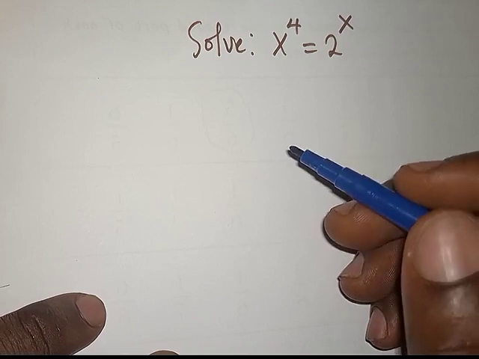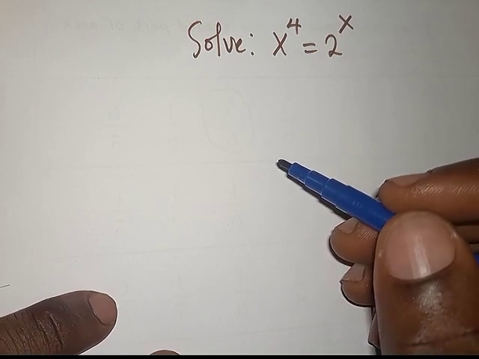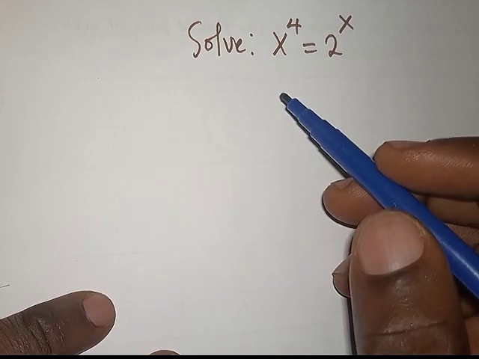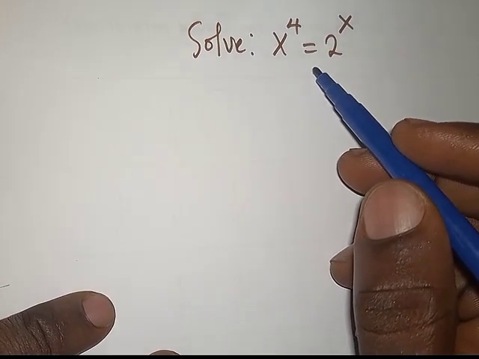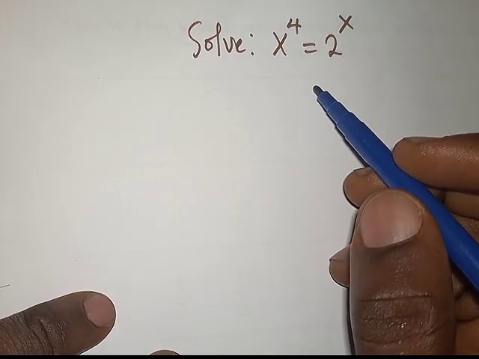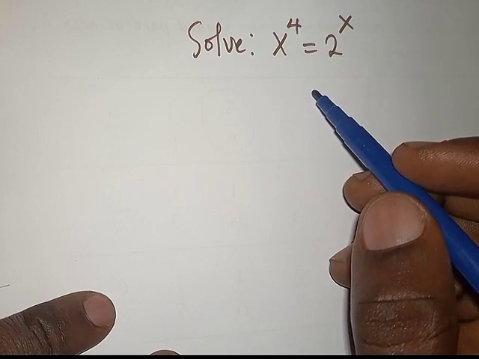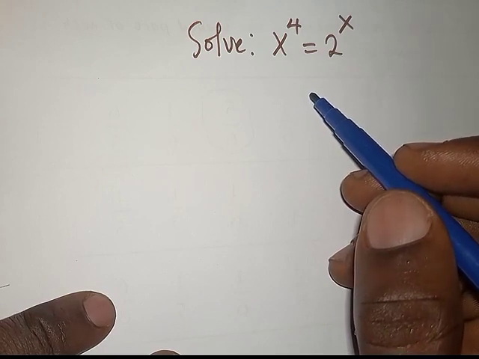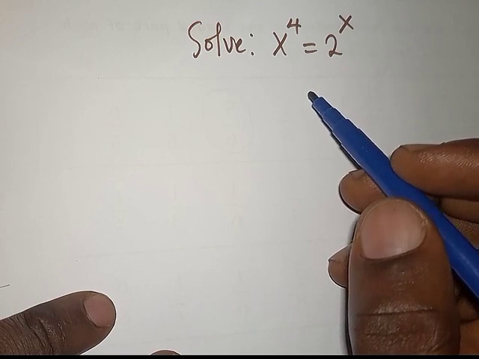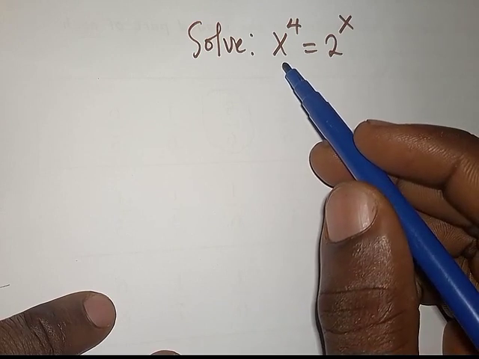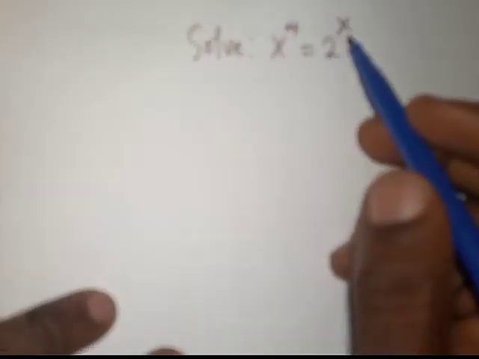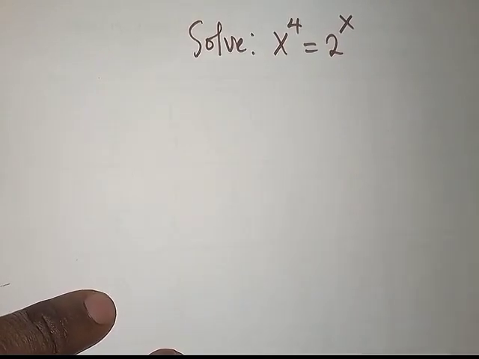So in this tutorial, we are going to be solving this exponential equation. We have x to the power 4 equals 2 to the power x. So this is a form of exponential equation. But this is not going to be easy because we have the variable as the base here and we also have it as the power.